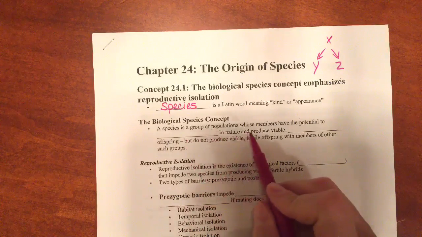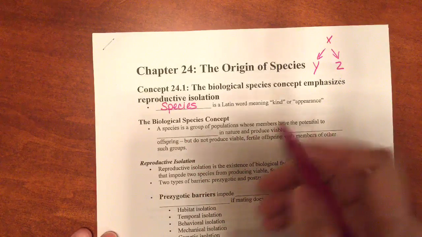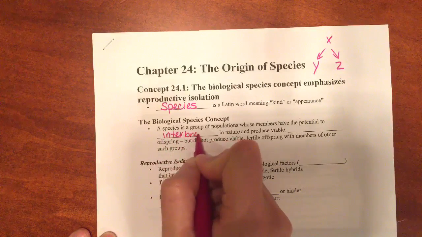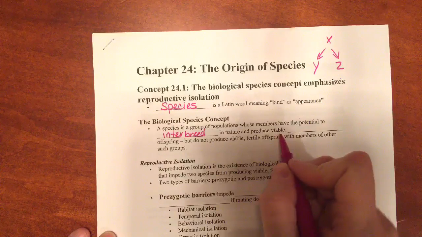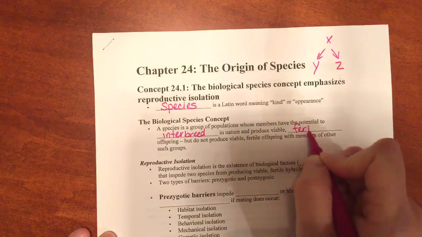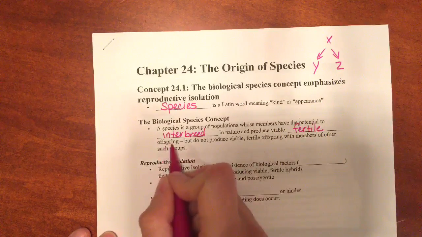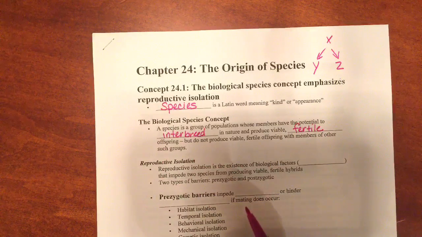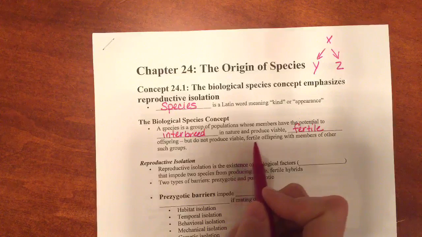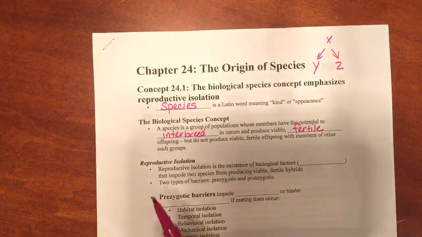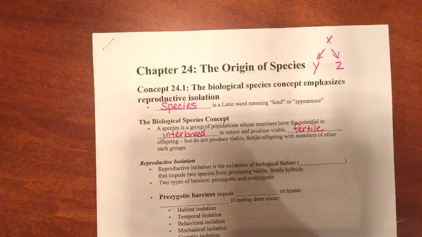A species is a group of populations whose members have the potential to interbreed in nature and produce viable, fertile, so living, able to have kids, offspring, but do not produce viable, fertile offspring with members of other such groups. All right, and so therefore it separates them out as different species because of that.